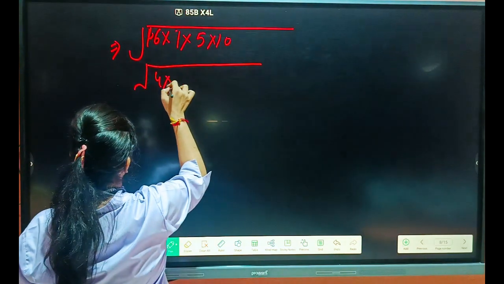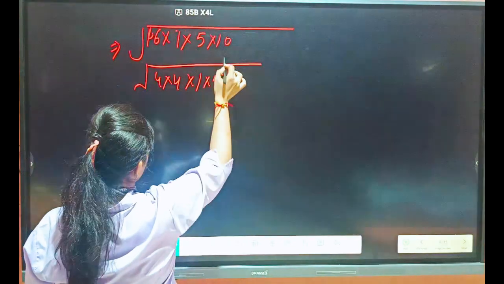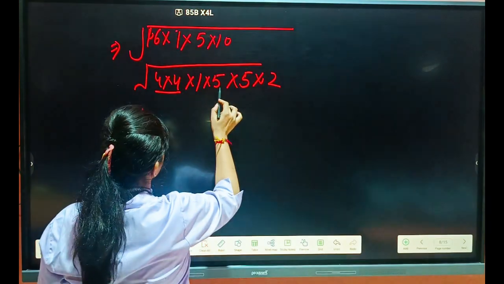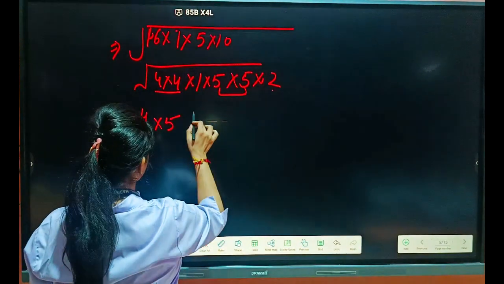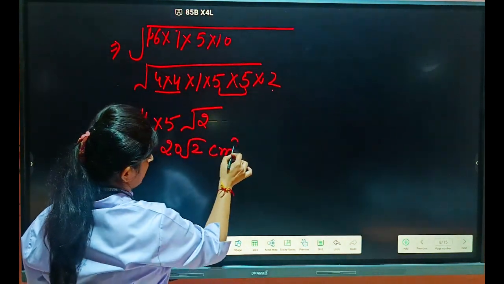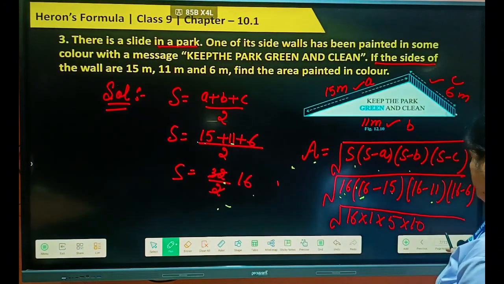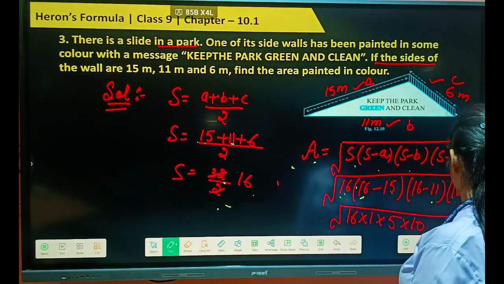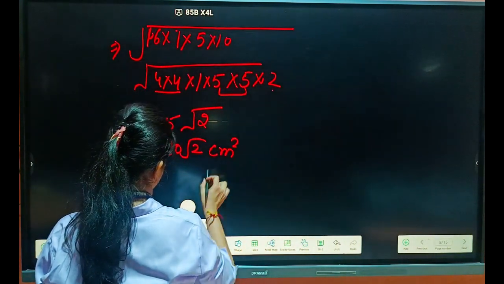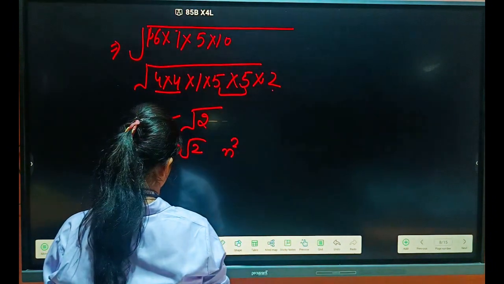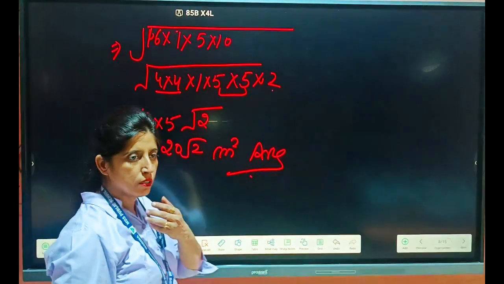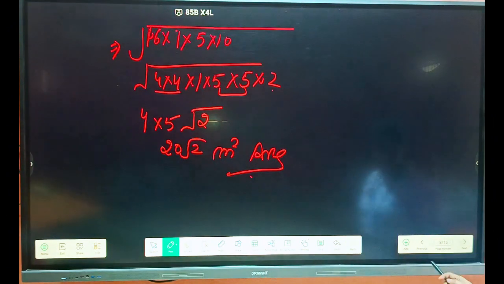So 16 factor is 4 into 4, 1, 5 and 10 factor is 5 into 2 we can write. Okay, from these 4, 1 4 will come out. From these 5, 1 5 will come out. So 2 left inside. So it will be 20 root 2, centimeter or meter it was. Meter, right? So it is meter square. That is our answer. Okay, understand to all.